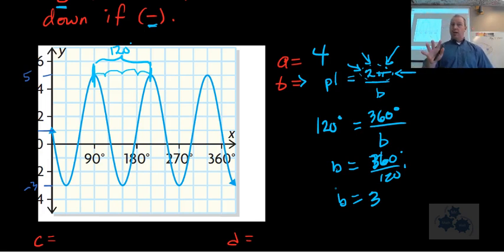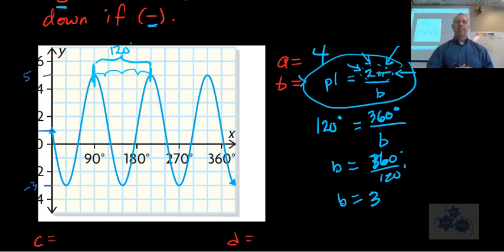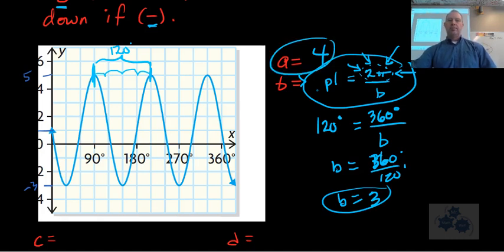So you guys with me there? Okay, remember this is important. Period length is 2 pi over B, or 360 over B. Okay. All right, so that's B. We got B equals 3, A equals 4, B equals 3. Now what about C?